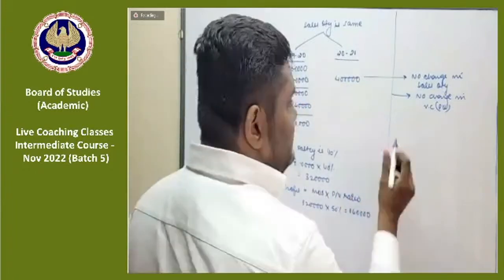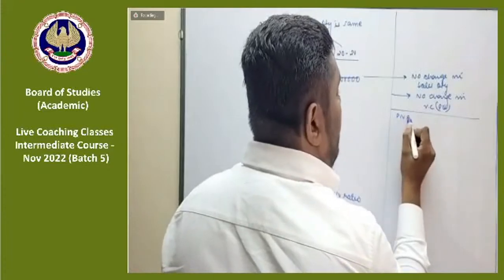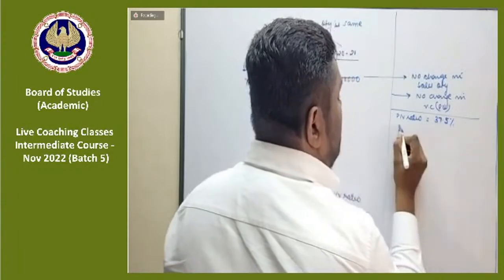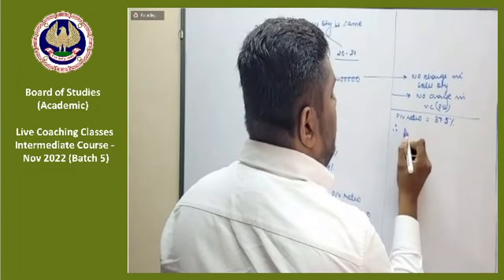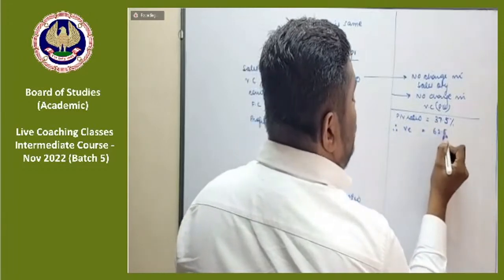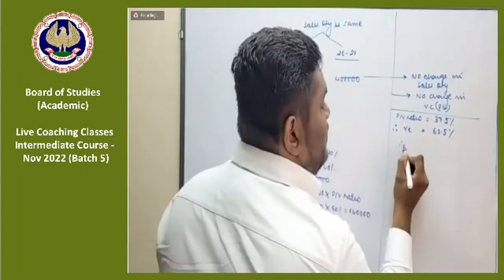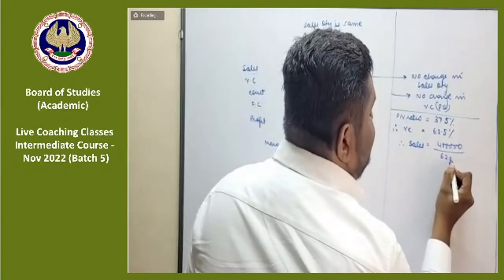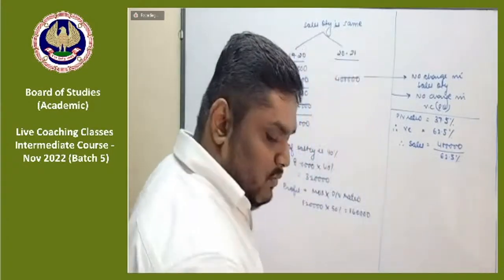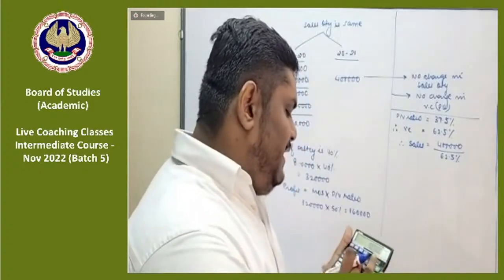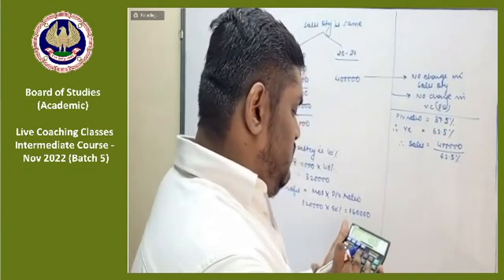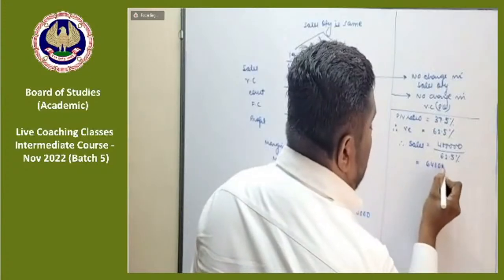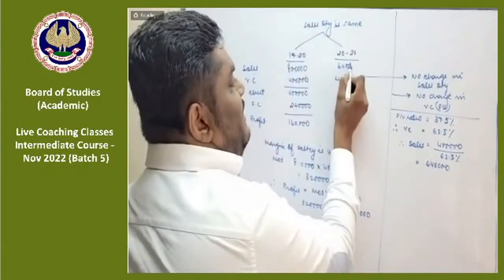Now the PV ratio is 37.5%. Therefore, variable cost will be 62.5%. Therefore, sales will be how much? 4 lakh divided by 62.5%. So 4 lakh divided by 62.5%, this will be 6,40,000. So my sales will be 6,40,000.